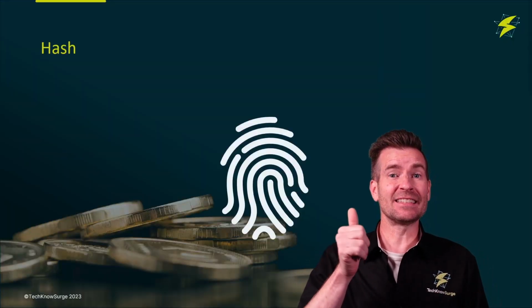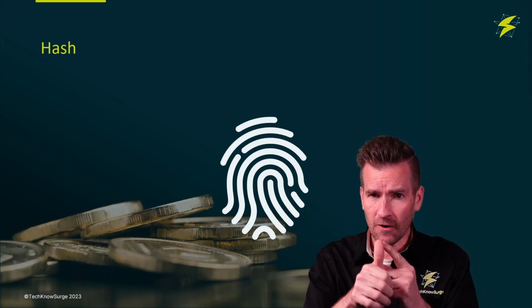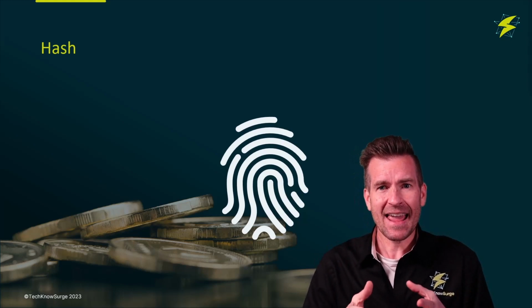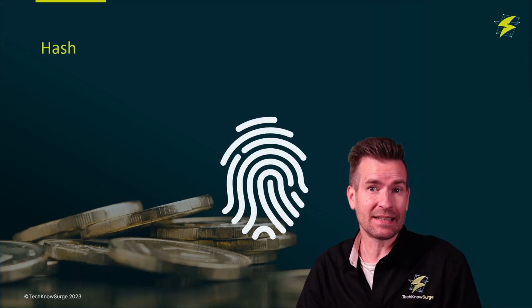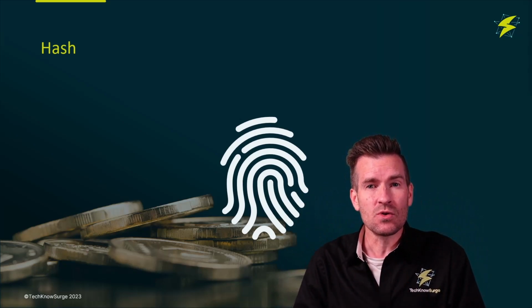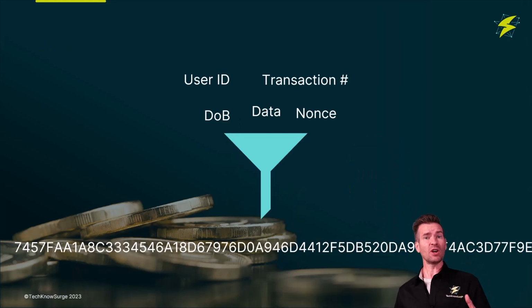Think of a hash as a fingerprint. Just like your DNA determines what your fingerprint is going to look like, a hash is a fingerprint of data. So you have a certain amount of data and it creates a unique pattern or a unique set of characters. So what goes into a hash?